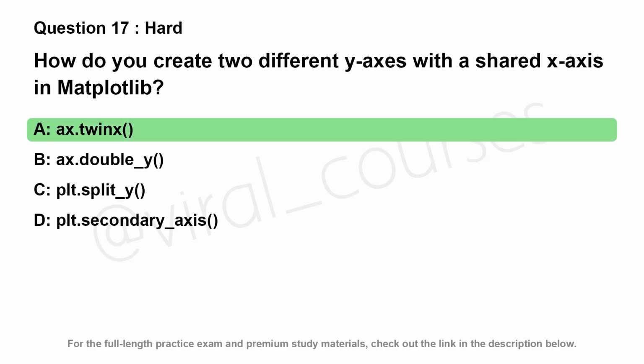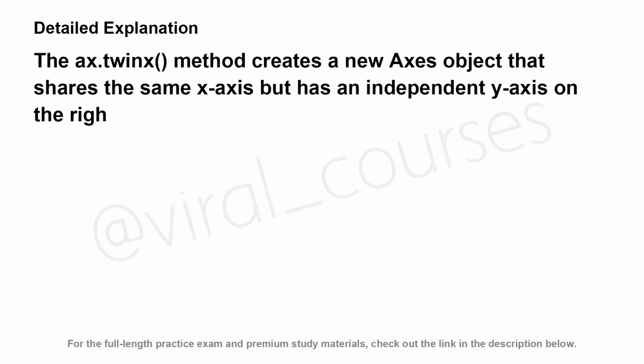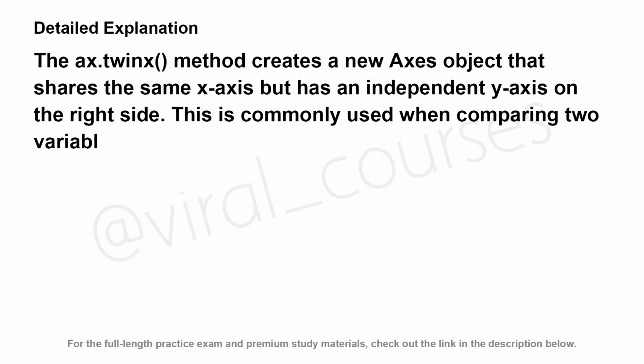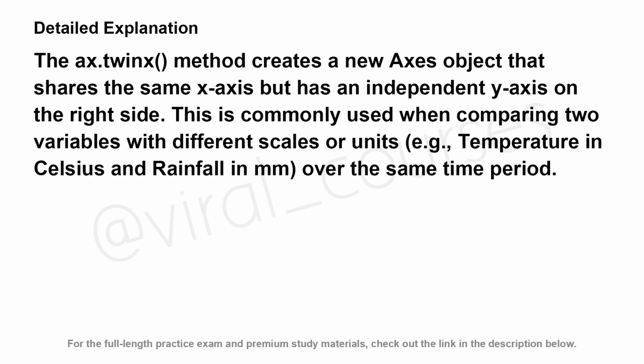The correct answer is A. The ax.twinx method creates a new axes object that shares the same x-axis but has an independent y-axis on the right side. This is commonly used when comparing two variables with different scales or units, e.g., temperature in Celsius and rainfall in mm, over the same time period.